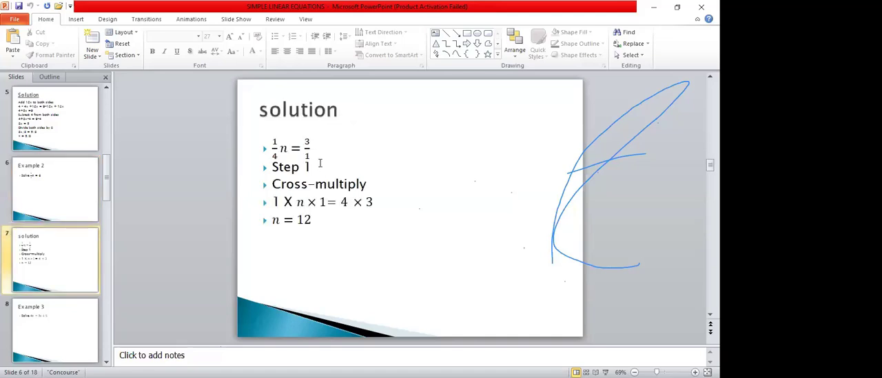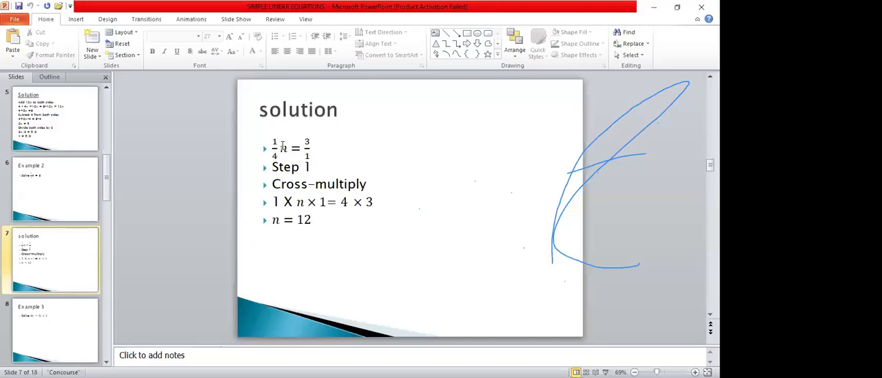So let's move on to the next slide. We have n over 4 equals 3 over 1. Since we have a fraction, the next thing is to cross multiply. When you cross multiply, look at my cursor, you are crossing like this, just like if you are writing an X.